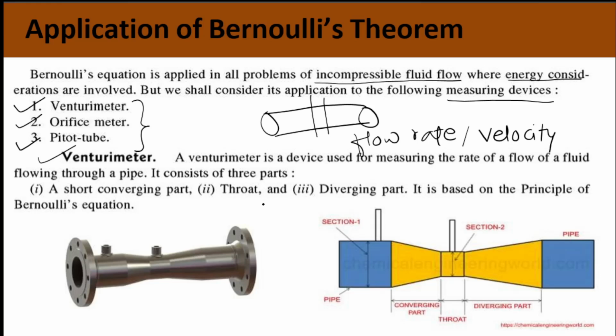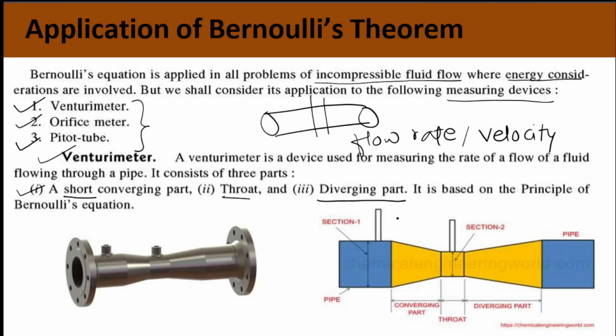Now this venturimeter has three parts. First is a converging section. The length of this converging section is short. Then there is a throat. Throat is of the same cross-section area and it has a certain small length. Then there is a diverging part.